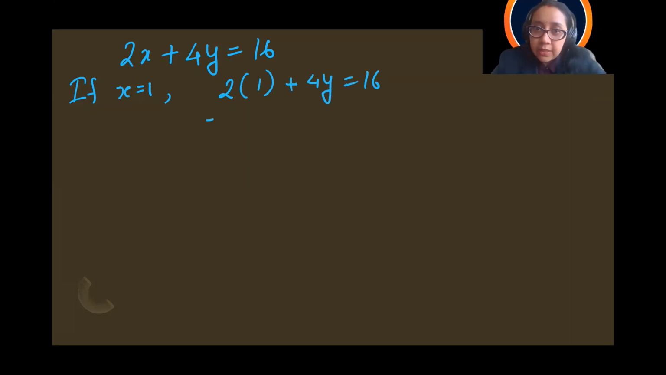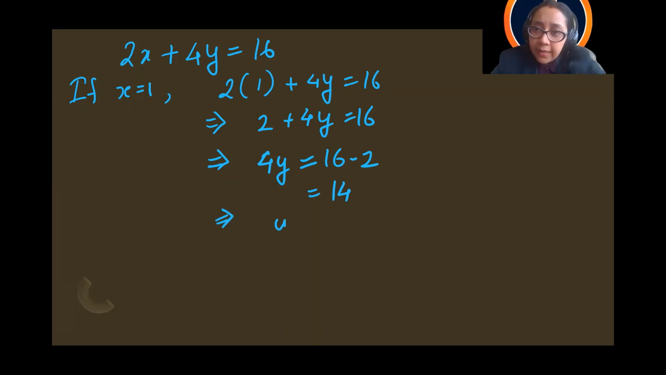Now let's proceed. I will show you how we are doing it. So the given question is 2x plus 4y equal to 16. If x equal to 1, just substitute: 2 times 1 is 2, plus 4y, y we don't know, we have to find it out, equal to 16. So we can write 2 plus 4y equal to 16, and hence 4y equal to 16 minus 2, which is equal to 14, right? And hence y equal to 14 divided by 4, which is 7 upon 2 or 3.5.